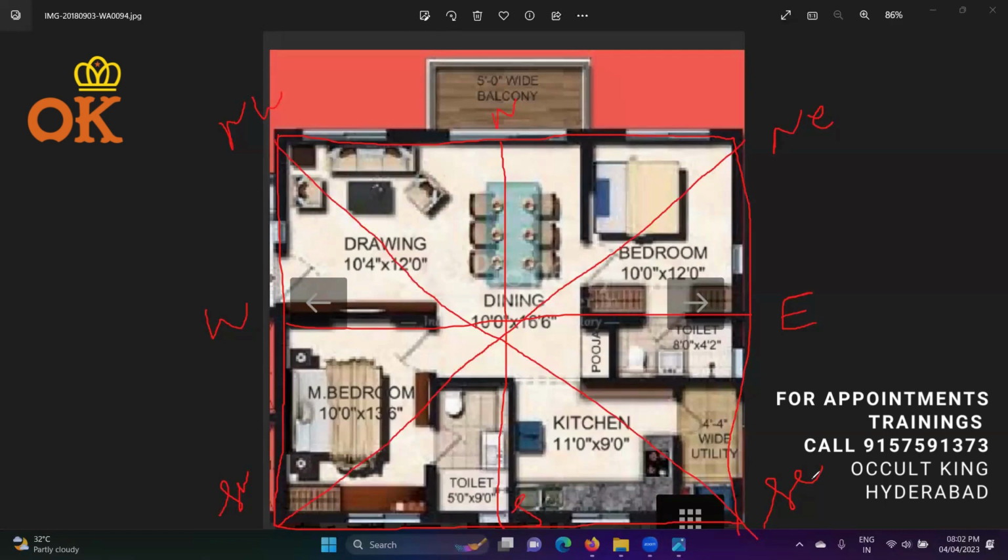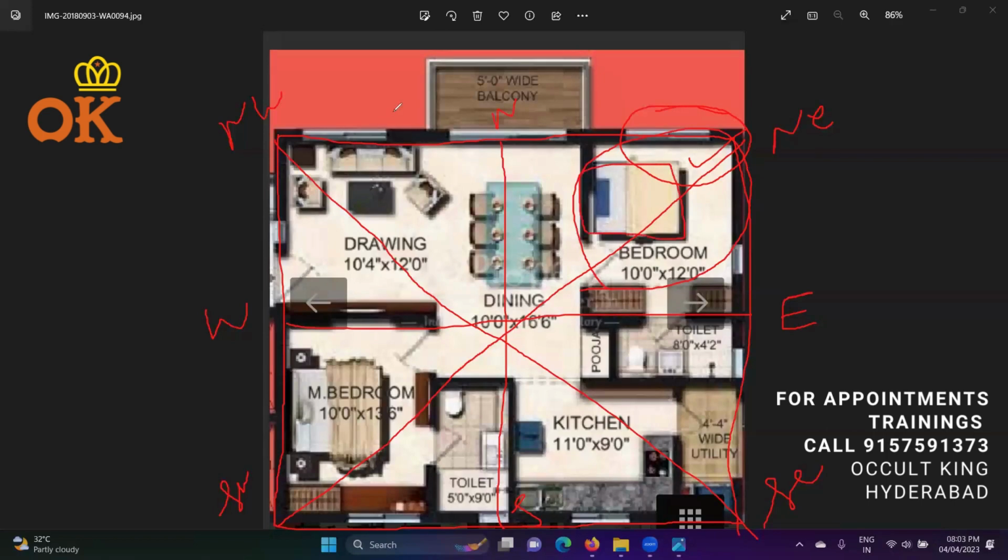So we will talk about northeast first. I always say that northeast has to be open. There should be proper ventilation from the north direction, or the northeast or the eastern direction. So in this property, there is an opening in the northeast direction, which is very good. And the position of the bedroom is also really good, and the position of the bed is also really good.